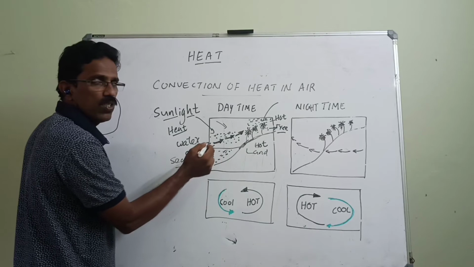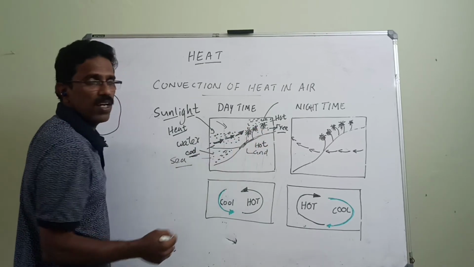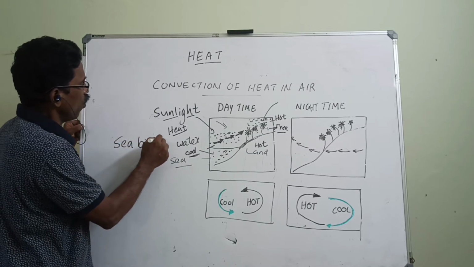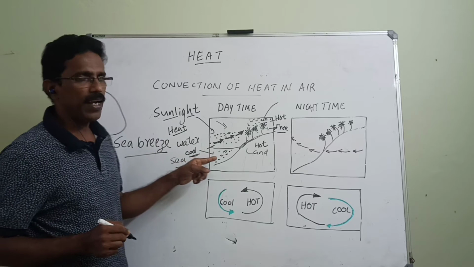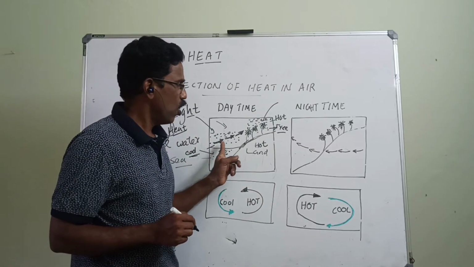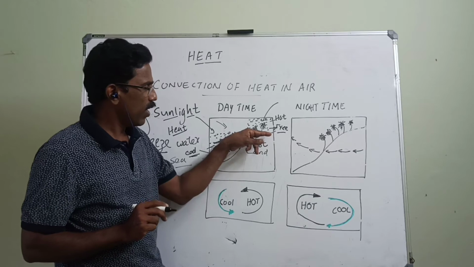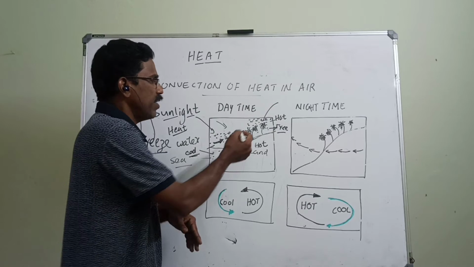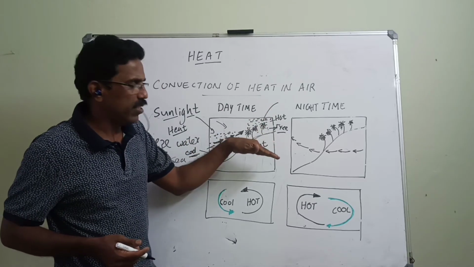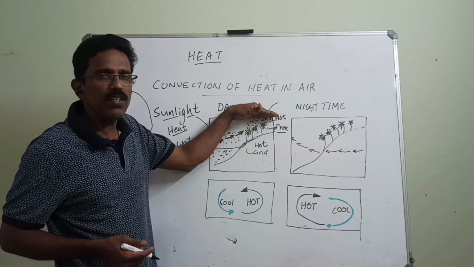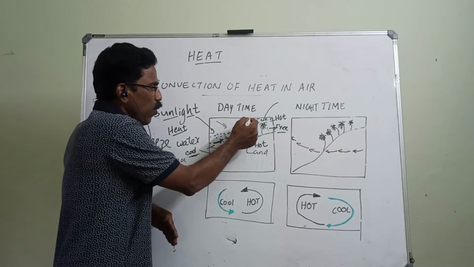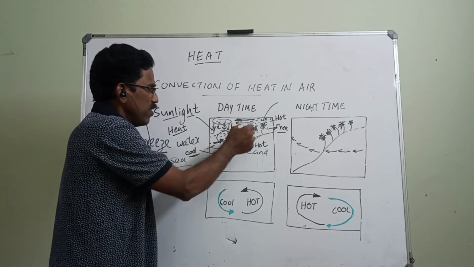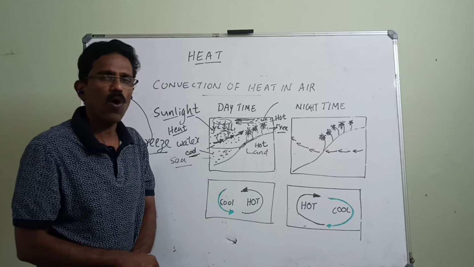The cool air blowing towards the land is called sea breeze. So during daytime, cool air from the sea blows towards the land. What happens to the hot air here? The hot air over the land rises up, and in the upper layers it blows towards the sea to complete the cycle. And you can see here a complete movement of air.